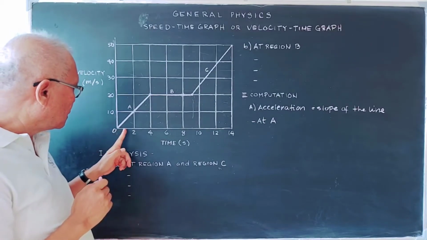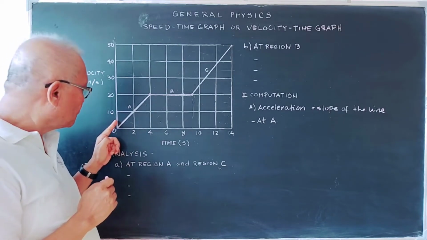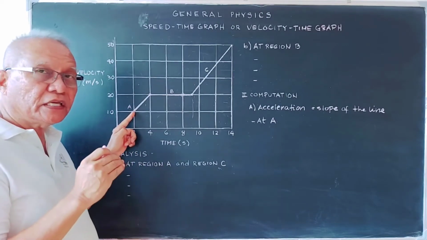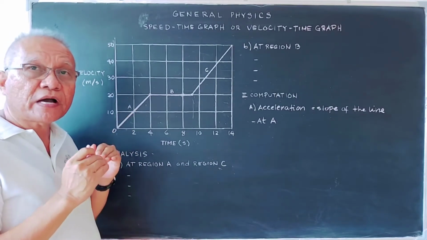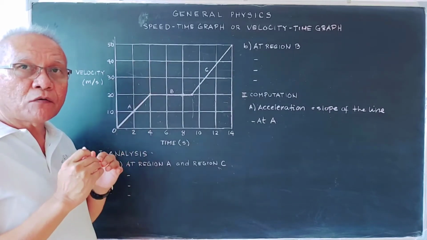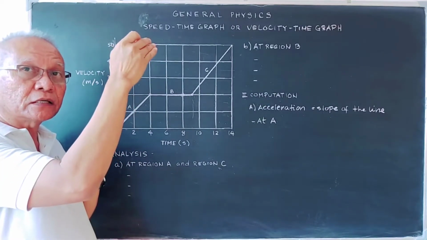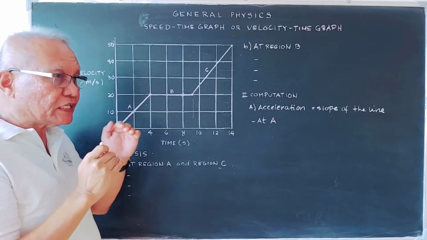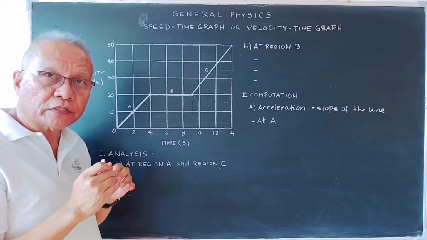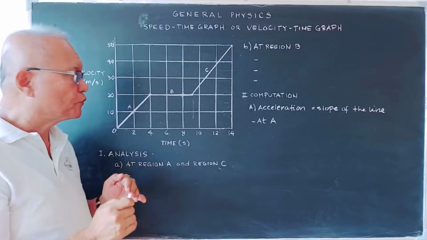You see here, at 1 second here, it's 5 only. Then another second here, at 2 seconds, it becomes 10. Meaning it is increasing by 5 meters per second for every second. That's why our velocity keeps on increasing and increasing and increasing. If the velocity is increasing uniformly, we say that we have a uniform acceleration. Means that the acceleration is not changing. It is uniform.